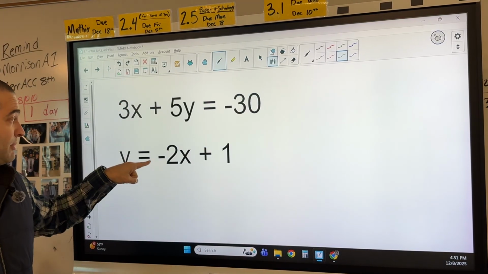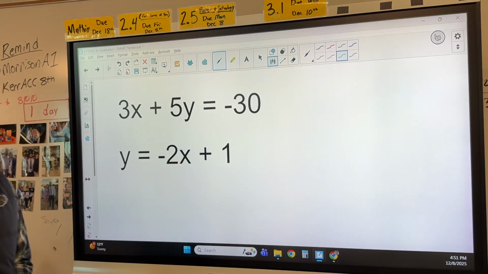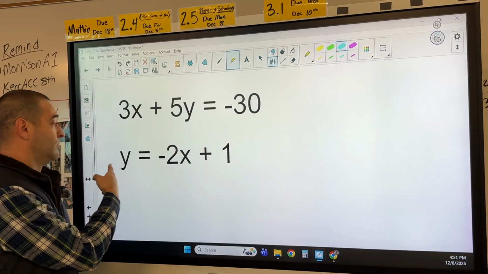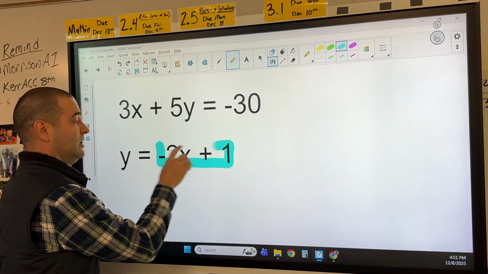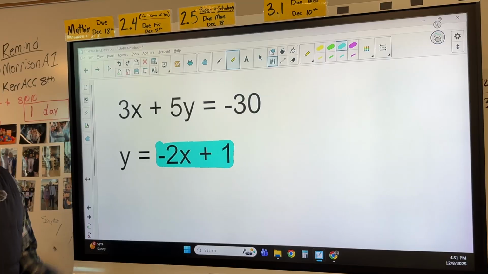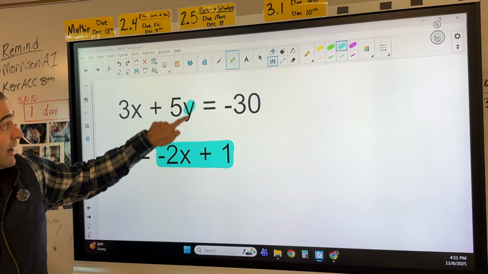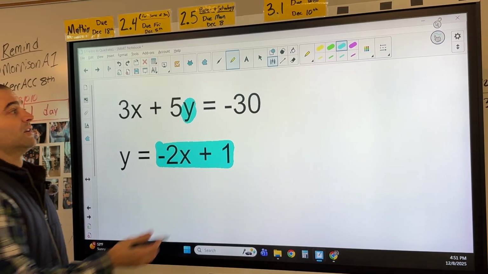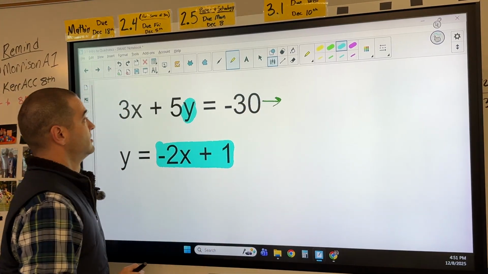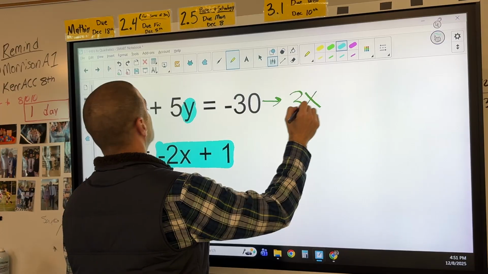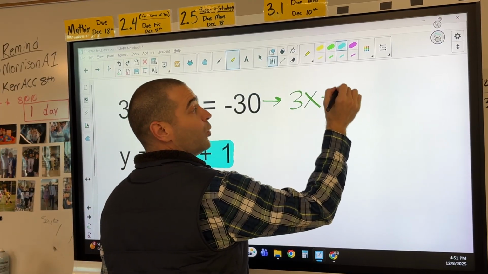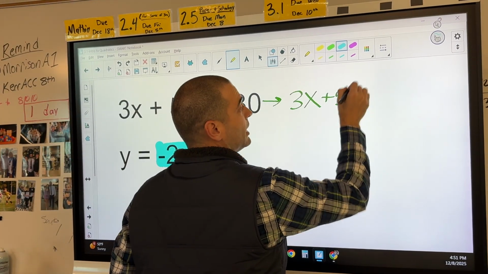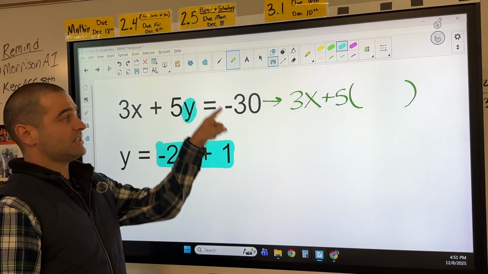Standard form equation mixed with a slope-intercept form equation, but same concept. The problem tells me what y is equal to. y is equal to negative 2x plus 1. That means anywhere else where I see a y, like right here, I can replace that y with negative 2x plus 1. So I'm going to rewrite this equation. It's going to be 3x plus 5y. I'm not going to put the y there, though. I'm going to make a substitution. Actually, I'm going to leave big empty parentheses. Equals negative 30.